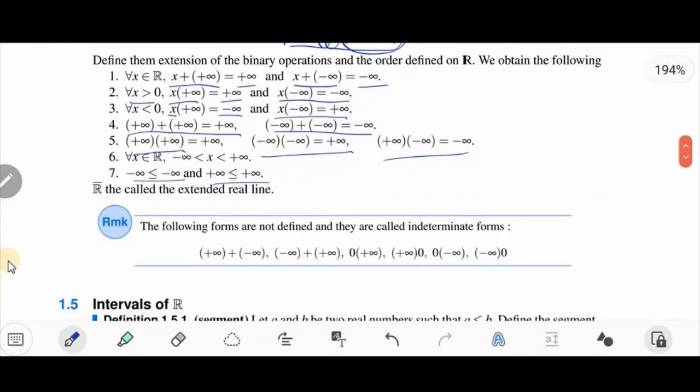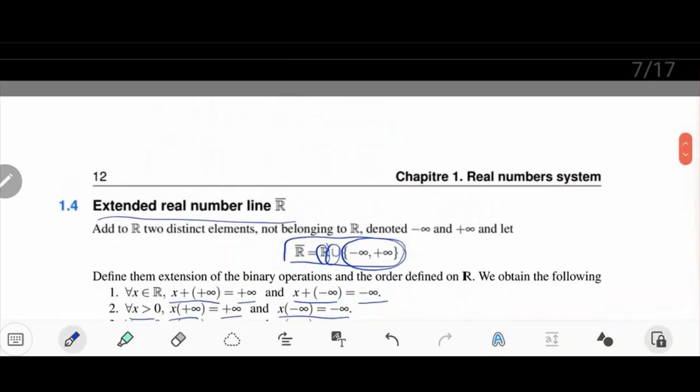Of course, we have some forms that are not determined, that don't have an answer: plus infinity plus minus infinity, minus infinity plus plus infinity, and 0 times infinity, whether it's minus or plus. So this is what we call the extended real line. Since I talked a bit about a line, before going to the next section, let me point out some remarks.